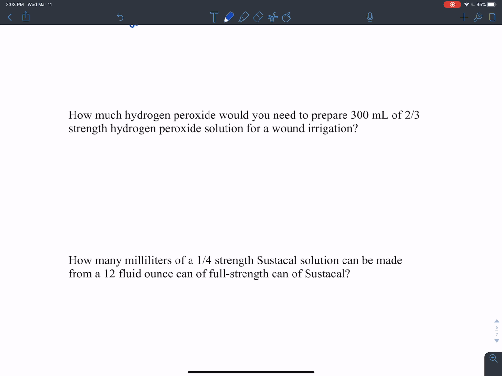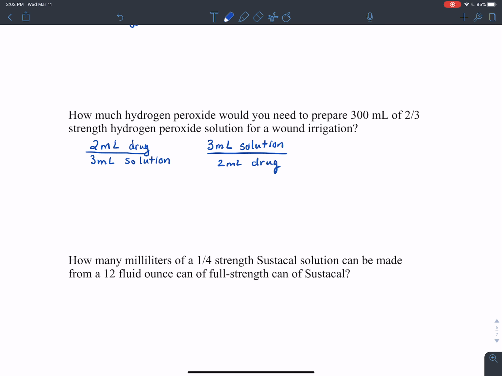The next example says how much hydrogen peroxide would you need to prepare 300 milliliters of a 2/3 strength hydrogen peroxide solution for a wound irrigation. We're expected to know in this example that hydrogen peroxide is a liquid. So with that 2/3 strength, that tells us that we have 2 milliliters of the pure drug to every 3 milliliters of that total solution. Remember, we could also write this as 3 milliliters solution to 2 milliliters drug.